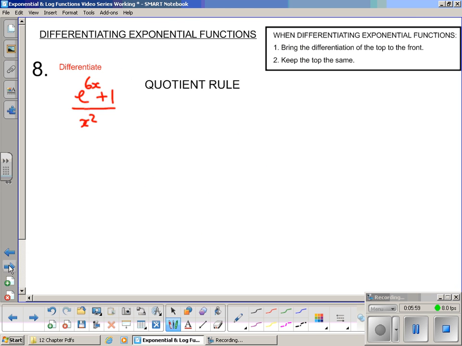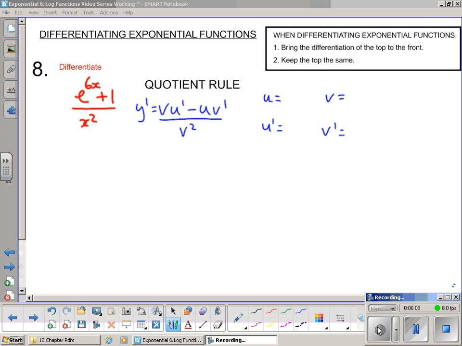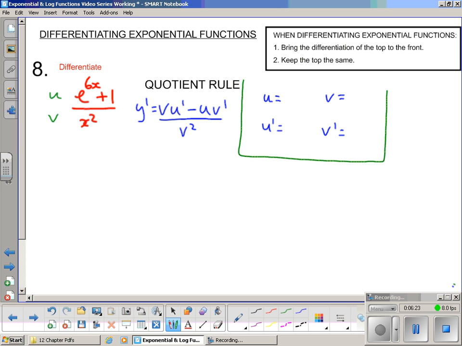Okay, this one, because we've got x's on the top and the bottom here, we will need to remind ourselves of the quotient rule, because this is the quotient rule arrangement. We've got ourselves set up now for a quotient rule arrangement. So our u is the top of our differentiation function here, and our v is our bottom. So let's over here set out all our different expressions.